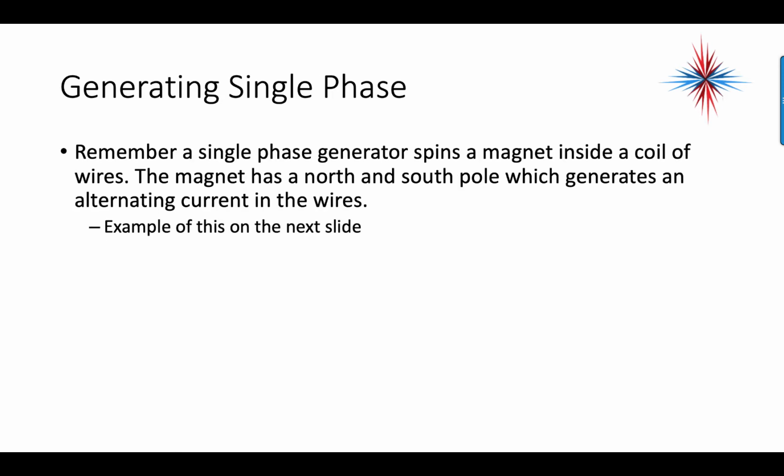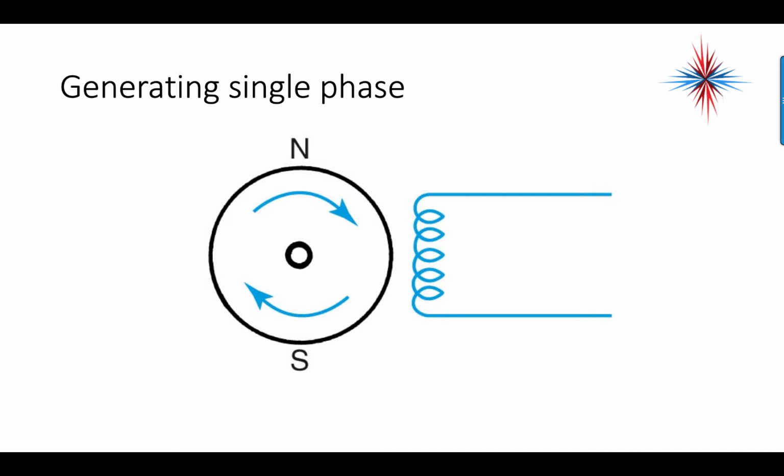So remember, a single-phase generator spins a magnet inside of a coil of wires. The magnet has a north and a south pole, which generates alternating current in the wires. So I'll show you an example of this on this slide. So this is generating single-phase power. Okay, we have a coil of wire and a north and a south magnet.